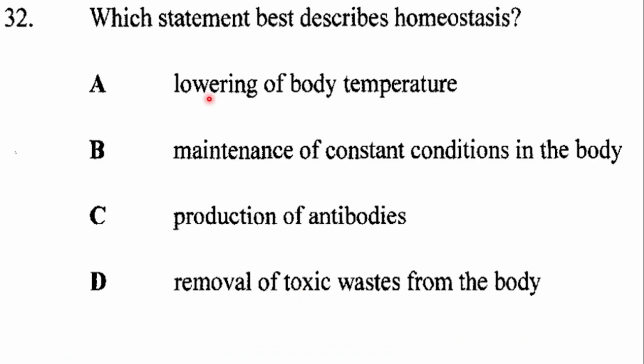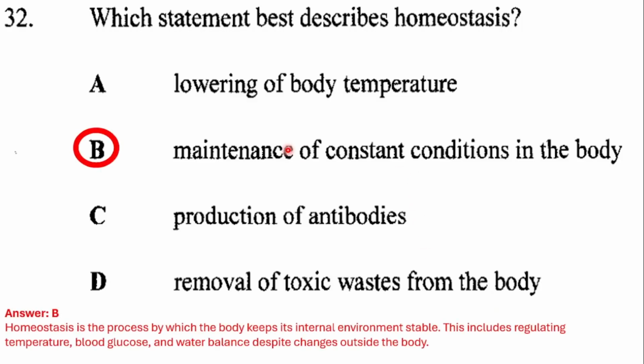Let's move on to question number 32, and it says, which statement best describes homeostasis? Is it lowering of body temperature, maintenance of constant conditions in the body, production of antibodies, or removal of toxic waste from the body? The correct answer is definitely going to be B, maintenance of constant conditions in the body, because homeostasis by definition is the process by which the body keeps its internal environment stable. This includes regulating temperature, blood glucose, and water balance despite changes outside of the body. So when you think about homeostasis, think about stability, think about balance. So the correct answer is definitely going to be B.